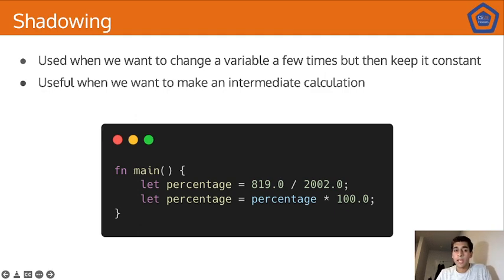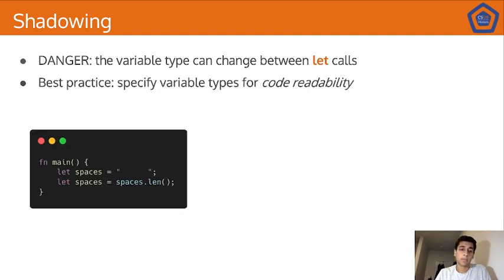So shadowing is very useful, but it can be very dangerous. Let's take a look at this sample of code. We have let spaces is some type of string, and there's like 6 spaces in here. But then in the next line, we're going to say let spaces equal the length of spaces, the number of spaces in this string. Well, our variable spaces changed type. That's what shadowing allows you to do. The variable type can change between let calls.